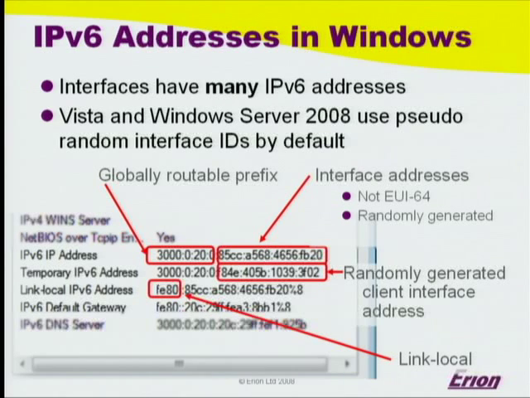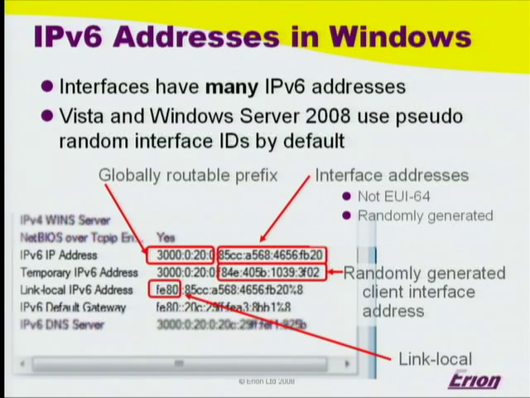Okay, let's look in a little more detail at things that might catch you out. Earlier on, there were a few mentions of IPv6 addresses. With Windows Vista and Windows Server 2008, Microsoft made a choice that the default way the last 64 bits, what's called the interface ID, will be created is by using a pseudo-random number. Most other platforms default to using EUI-64, which is essentially your MAC address expanded to 64 bits.